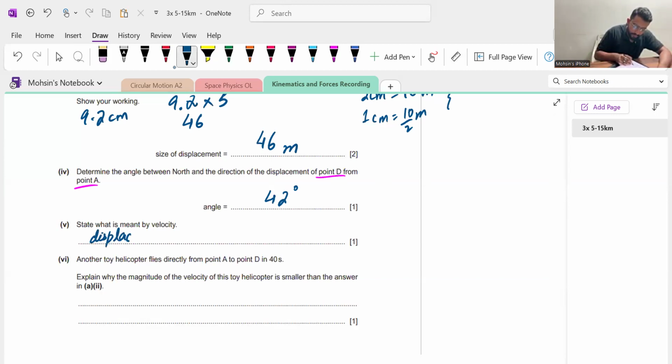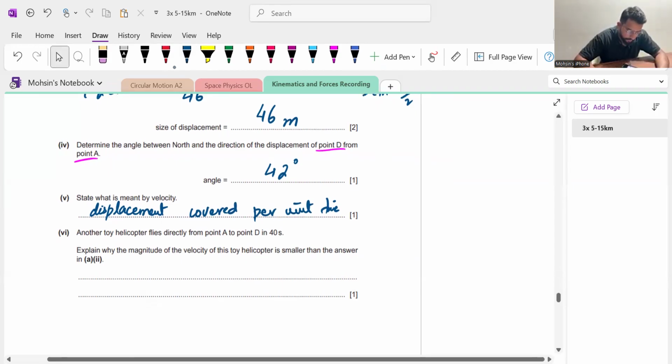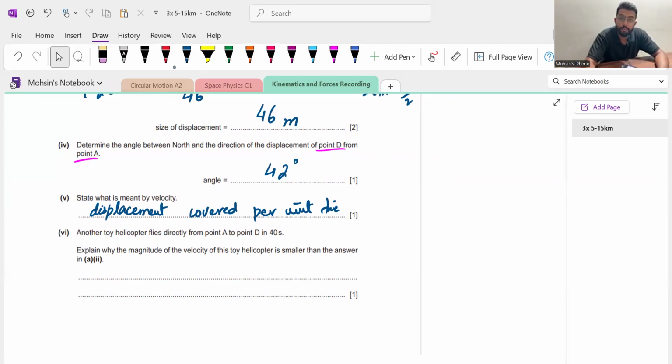Displacement covered per unit time. So this is the definition of velocity. Now, another toy helicopter flies directly from point A to point D in 40 seconds. Explain why the magnitude of velocity of this toy helicopter is smaller than the answer in part A part 2.